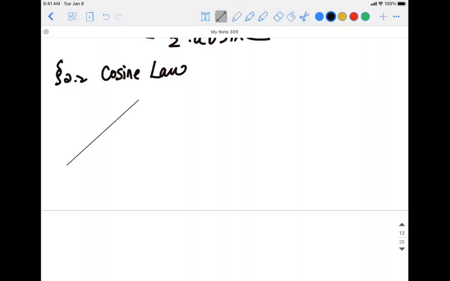Also, this is something like this. You have a triangle, A, B, C, right? Previously, I told you a over sine A equals b over sine B equals c over sine C, and so on and so forth, right? Now, I'm going to tell you something even more interesting.